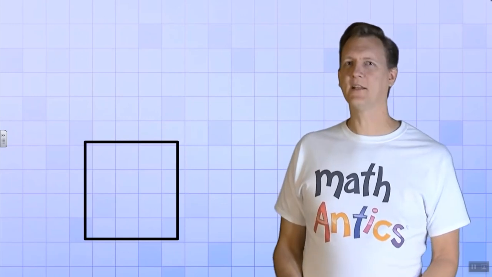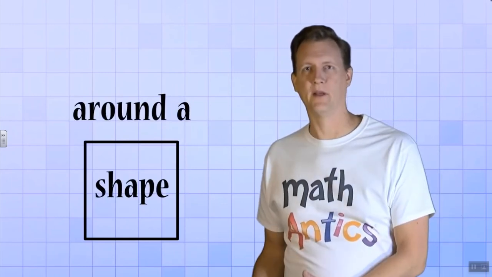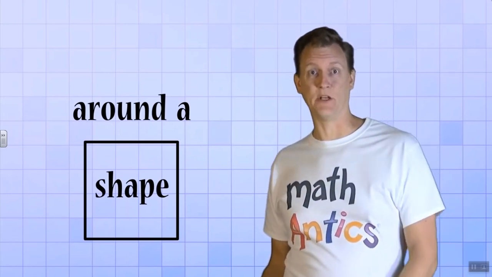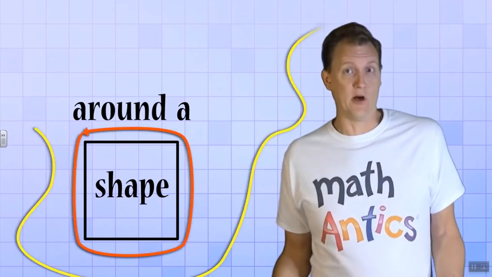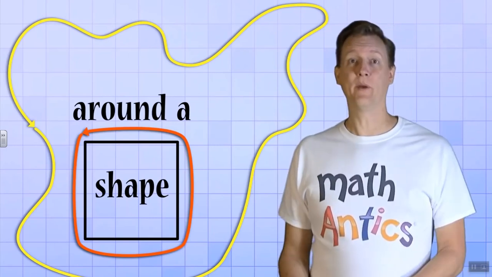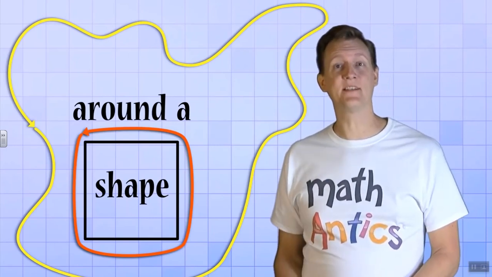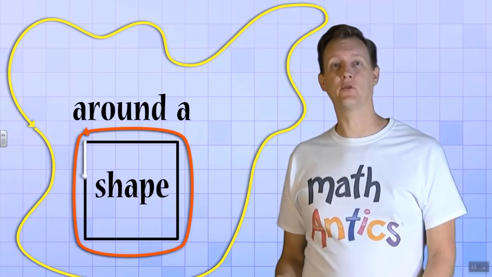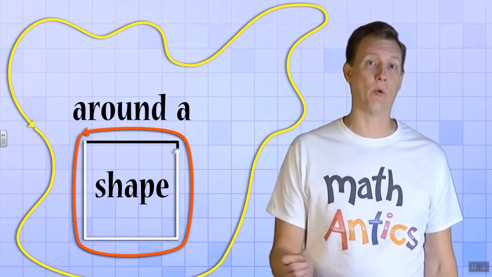Okay. But what exactly do we mean by around a shape? It seems like there would be a lot of different ways to go around a shape. Some of them would be short, and some of them would be very long. Well, perimeter means the absolute shortest distance possible around a shape. That would be the distance you'd get if you traced the path exactly around the border or edge of a shape.